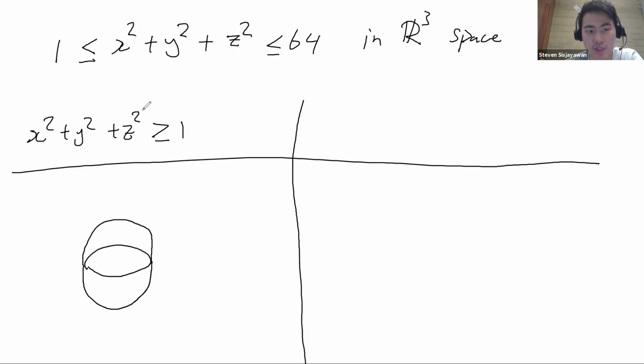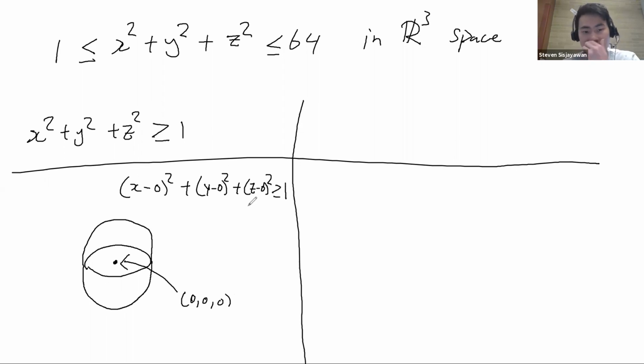So this is basically going to be a sphere with a center of 0, 0, and 0, because this is going to look something like x minus 0 squared plus y minus 0 squared plus z minus 0 squared, and that's going to be greater than or equal to 1. So it's a sphere with center 0, 0, 0 and a radius of 1. But based off this inequality, it's saying that you're considering all points that are greater than or equal to 1.